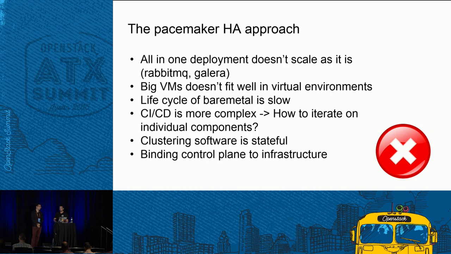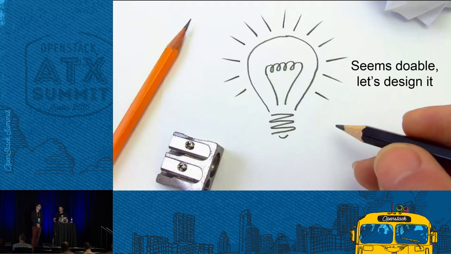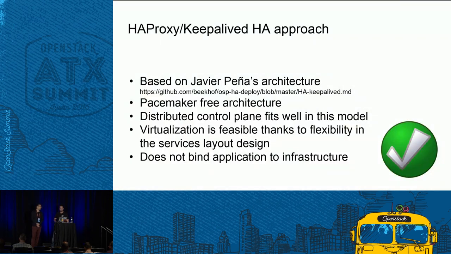So we looked for other options. And looking for alternatives, we found the so-called HAProxy Keepalived model. Our colleague, Javier Peña, an engineer at Red Hat, has documented this architecture in this link that you can see there, this GitHub document. It's based on the belief that you don't need clustering software taking care of the OpenStack services. So it's a Pacemaker-free architecture.